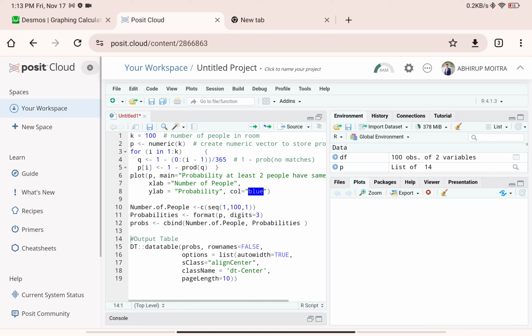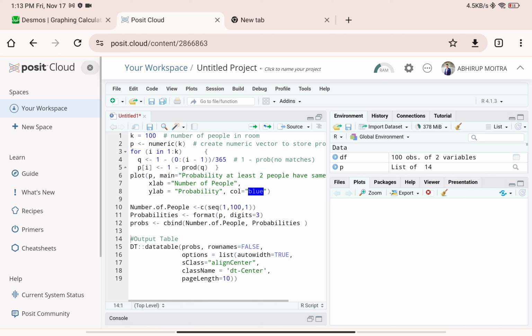That's why I have provided a command line that creates a numeric vector to store all the probabilities. All the probabilities which we compute will be stored in p. So I have assigned a numeric k, and now I have executed a for loop, which is running from 1 up to k.